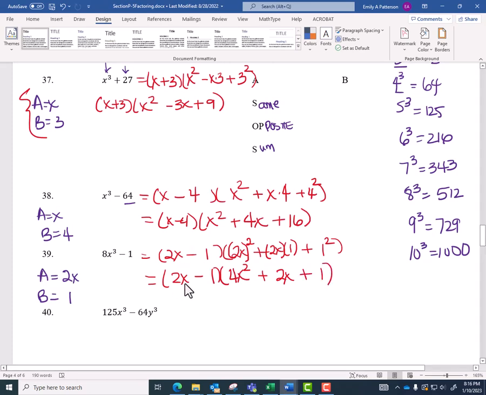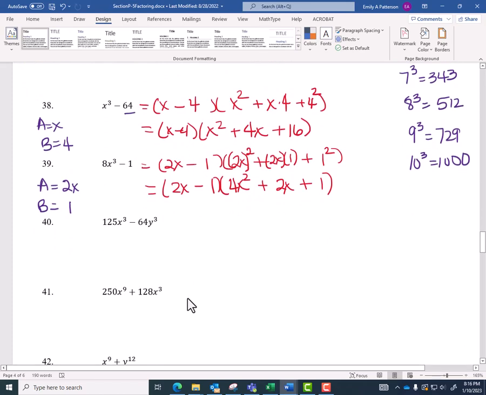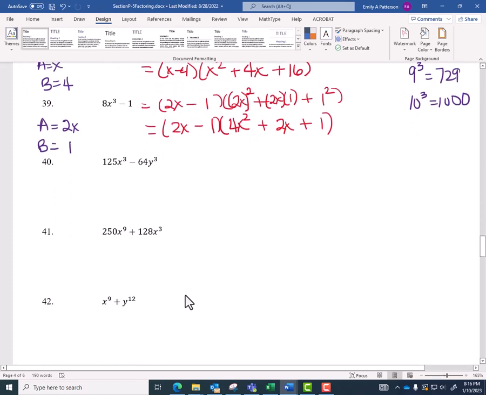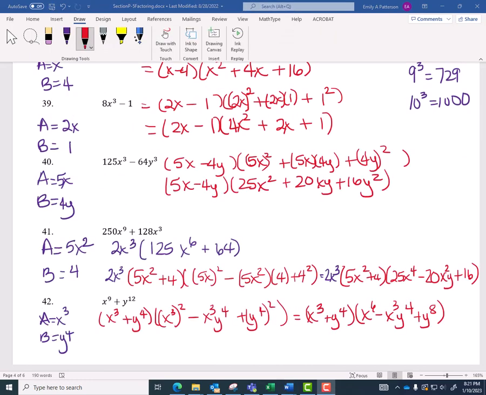So pause the video for a moment, see if you can figure out what a and b are for these ones, and then I will put up the answers. So in this we have all the answers written out here. Each time I would again figure out what is a and b, and then we would put it into the same opposite sum, same opposite sum.